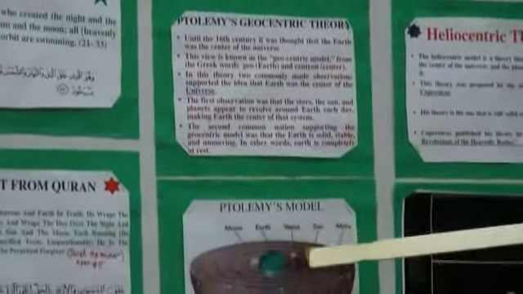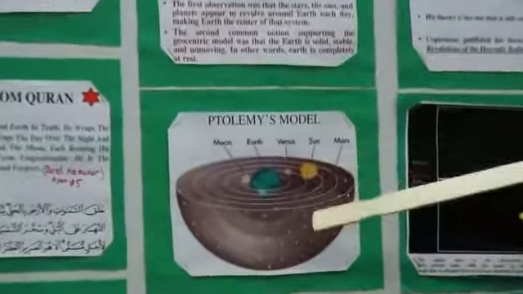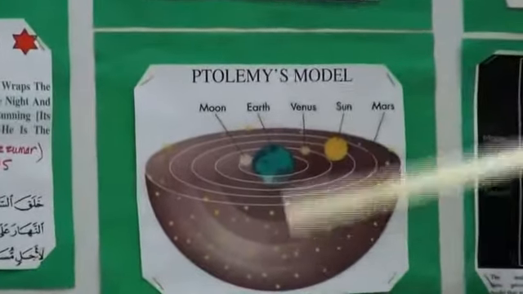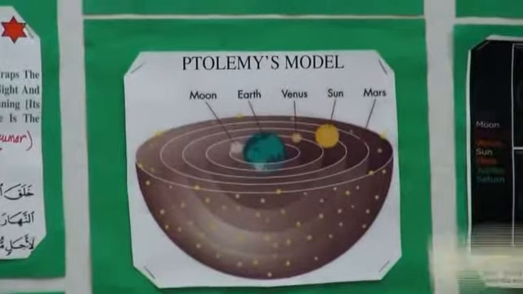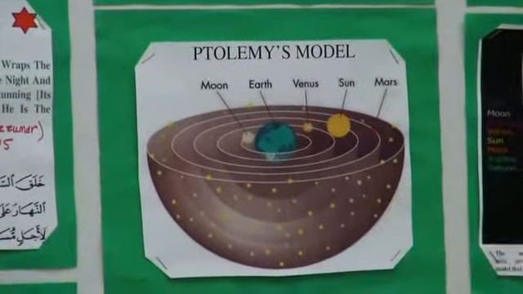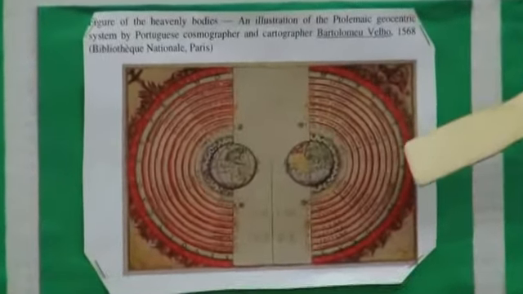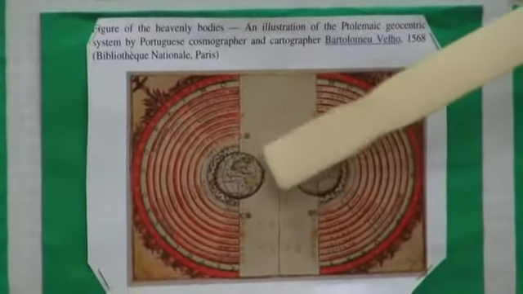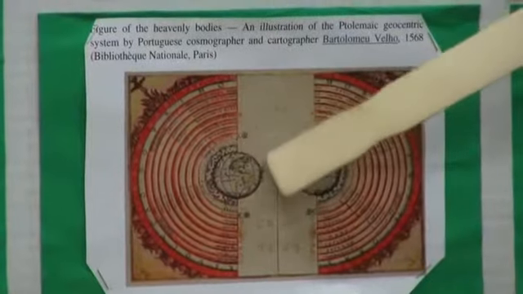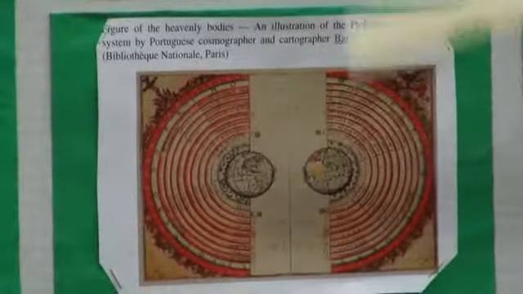And this is Ptolemy's model, how he thought that the Earth was at the center of the universe and the planets were orbiting it. And this is our scientific model. And this is a hand-drawn model by an ancient artist, and this is the same thing: the Earth is at the center of the universe and the planets are orbiting around it.